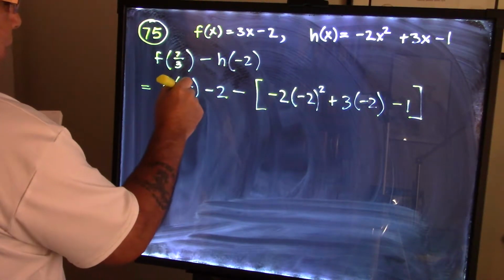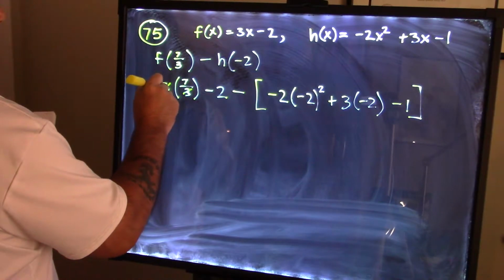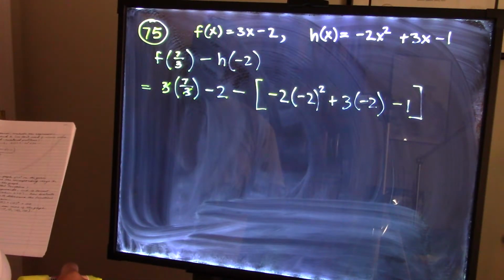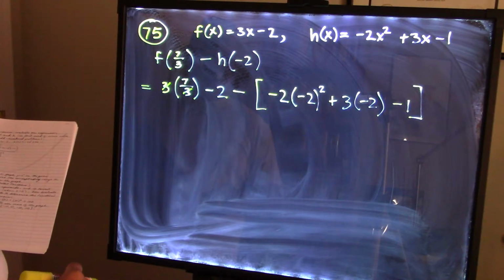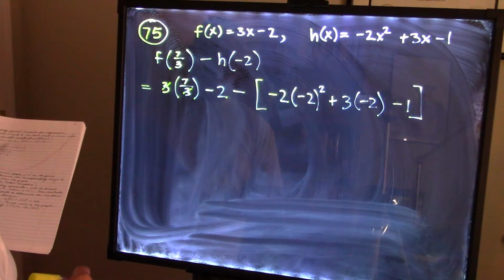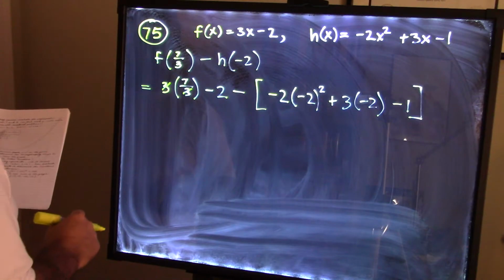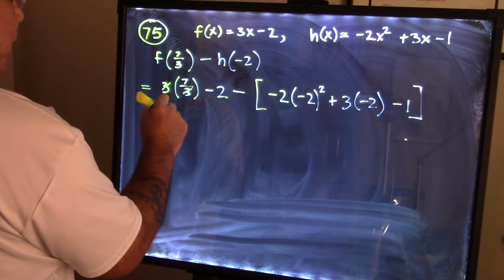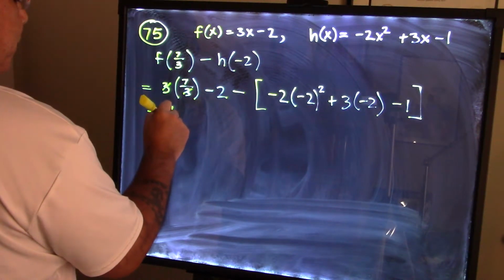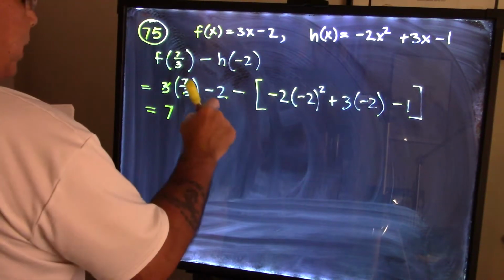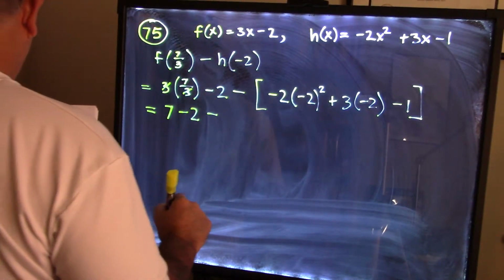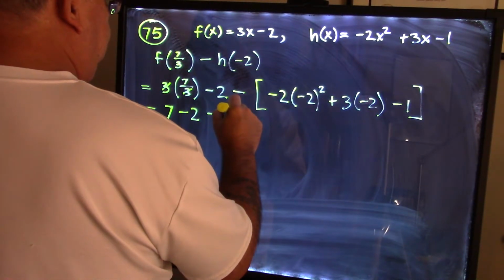Okay, so here the 3's will cancel. In other words, 3 times 7/3 is the same as 3 times 1/3 times 7, or 3/3 times 7, which is 1 times 7, or 7. So we can ignore that factor of 1. Just write 7. And then you've got the minus 2, minus, let's see what we have here.